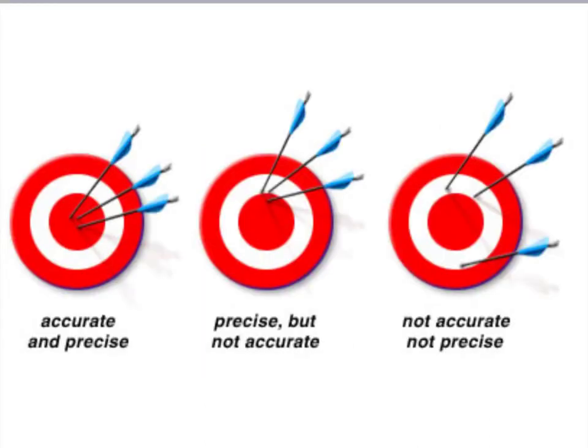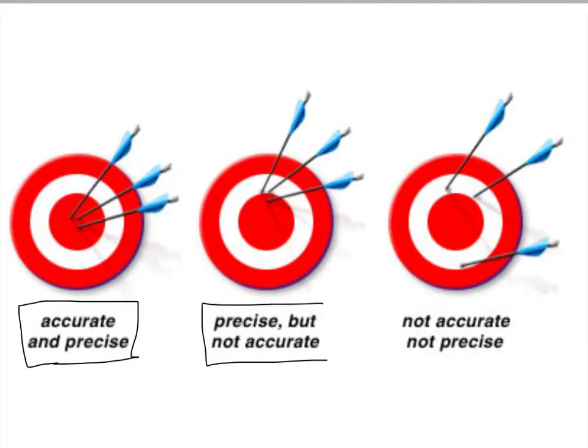So looking at the pictures in another way, you can have an accurate and precise situation like we have here. You can have precise but not accurate. And if you were to shoot these arrows and they end up all over the place, so not hitting one spot, not hitting the target, they're just everywhere, then it is not accurate and it is not precise.